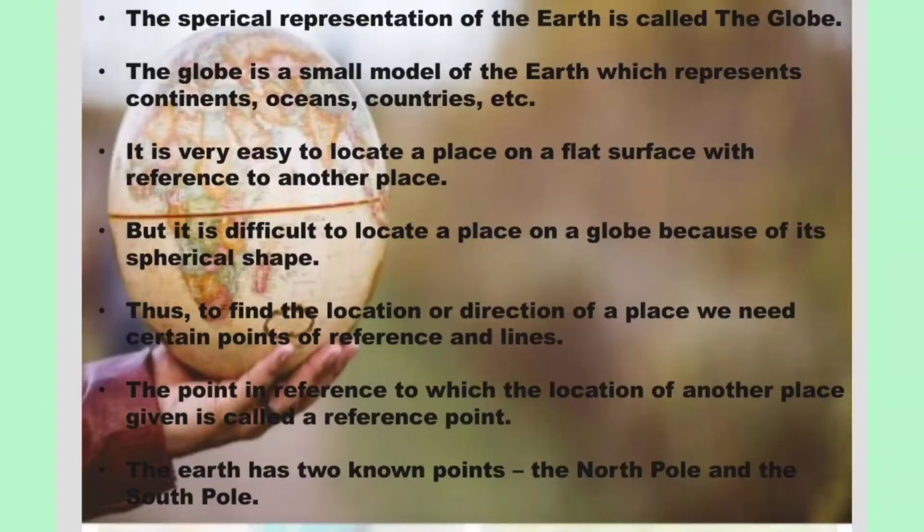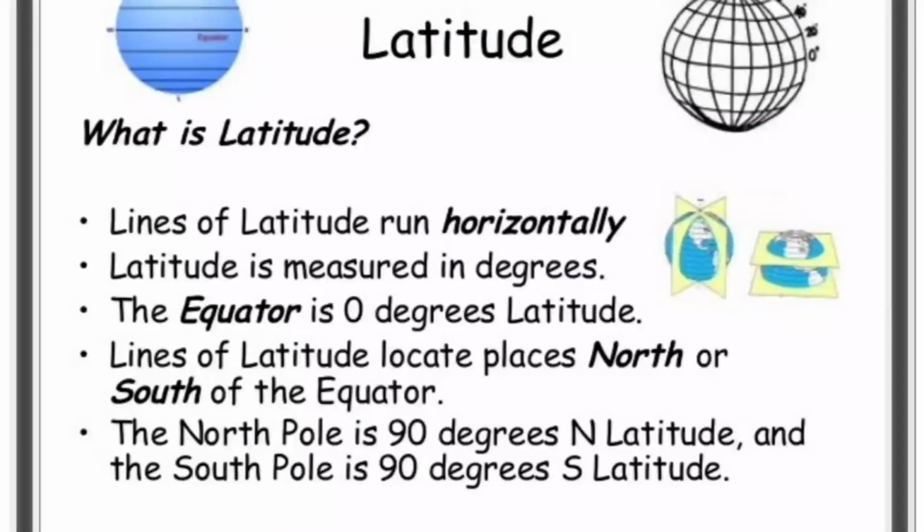The Earth has two known points, the North Pole and the South Pole. Latitude. Lines of latitude run horizontally. Latitude is measured in degrees. The equator is 0 degrees latitude. Lines of latitude locate places north or south of the equator. The North Pole is 90 degrees north latitude and the South Pole is 90 degrees south latitude.